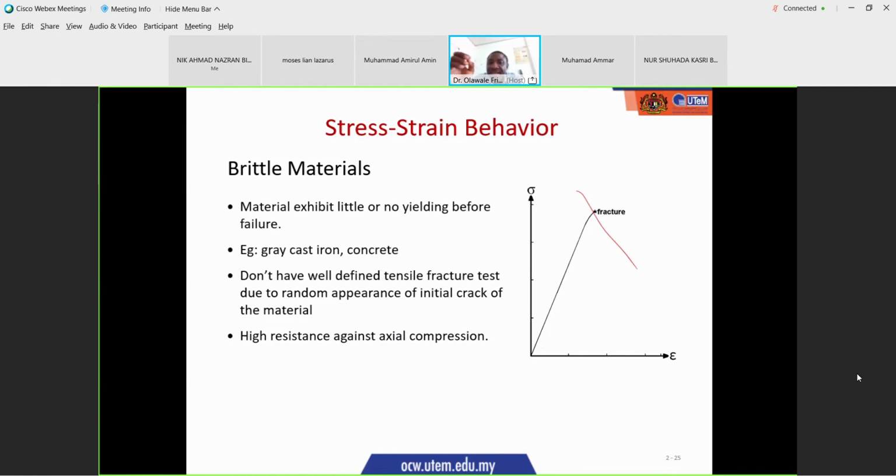An example is gray cast iron or concrete. They don't have a well-defined tensile fracture test due to random appearance. So brittle material breaks within the elastic region. Ductile material goes from elastic into plastic deformation, so it undergoes large strain before failure. Right, okay. Is there any question with that? No questions, sir. Okay.